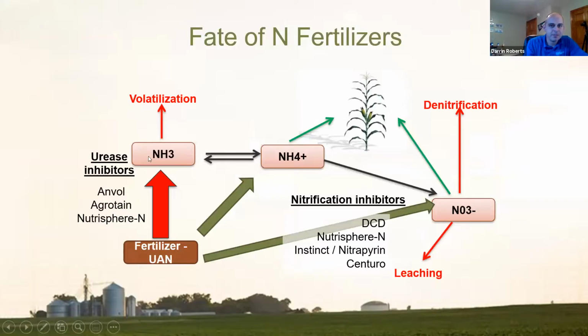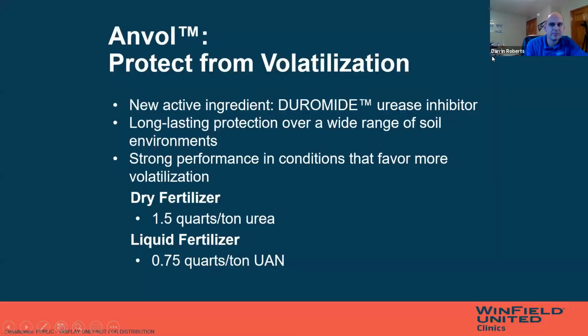Okay, so that's where these urease inhibitors fit in. They help to reduce this process, the conversion from ammonium to ammonia gas. And so the products such as Anvil, Agritane that have NBPT in them, that helps quite a bit to reduce that volatilization. Anvil, already mentioned that. So in addition to the NBPT, it does have that duramide, which is a second mode of action. Performance out of Anvil looks very similar, very comparable to Agritane.